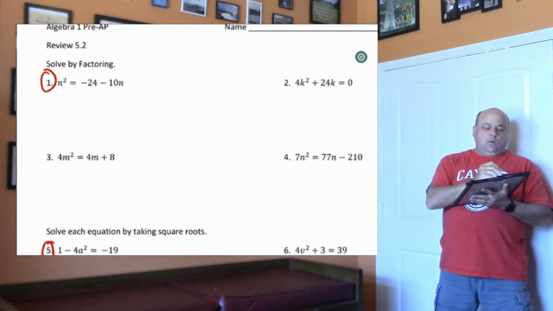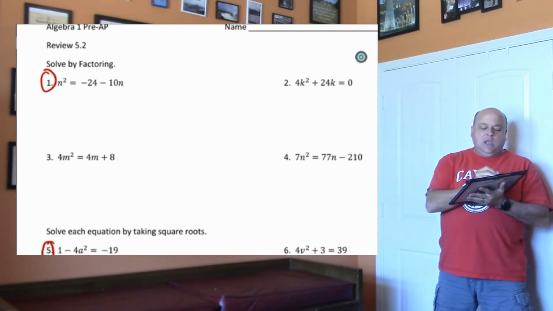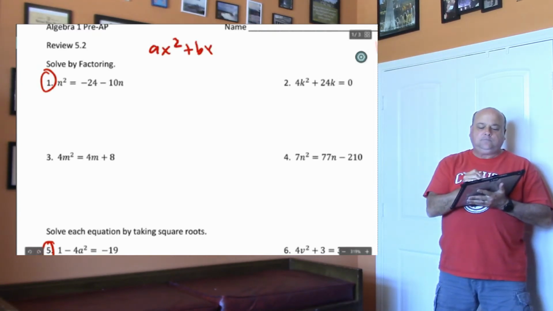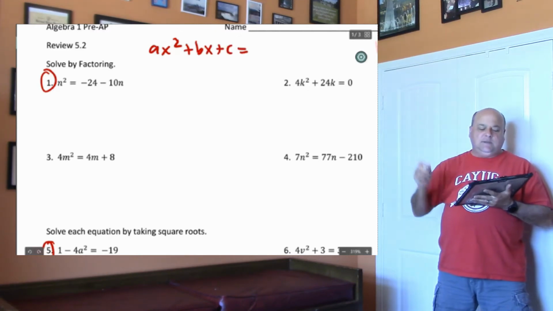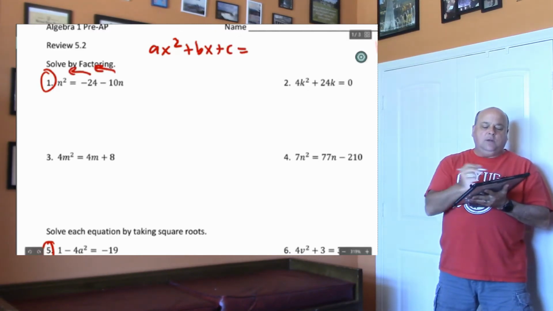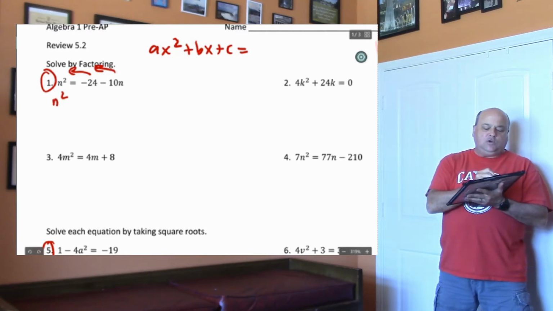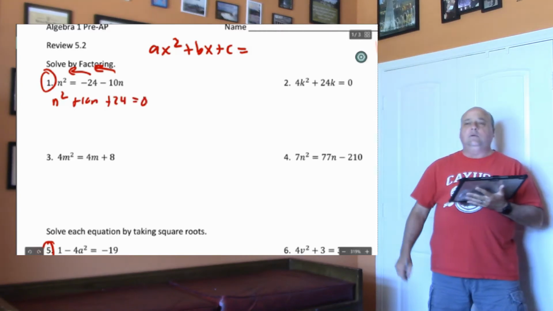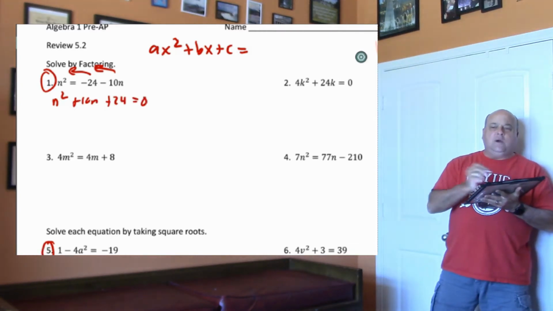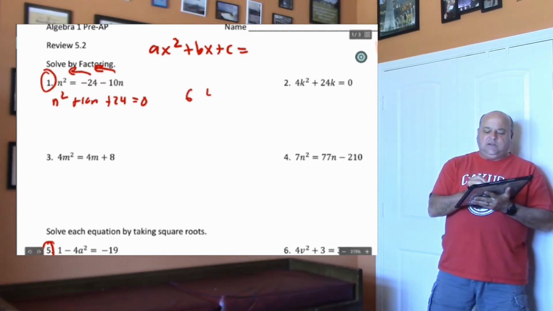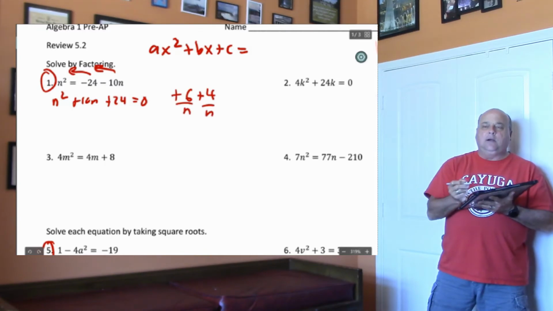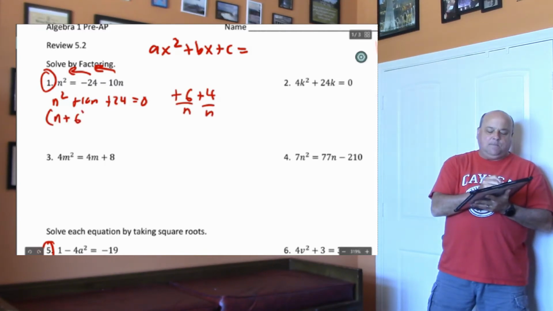So on the first problem, we want to solve these by factoring, okay? So we need to put it in ax squared plus bx plus c. Most of the time, you've got to get them in standard form. So on this problem here, I'm going to move these two over. It's going to be n squared plus 10n plus 24 equals 0, okay? Now then, I need the factors of 24 that add up to 10n, and they're 6 and 4, and I'm going to put a plus and a plus to get the 10, and then the n goes on the bottom, right? So my factors are going to be n plus 6 and n plus 4 equals 0.